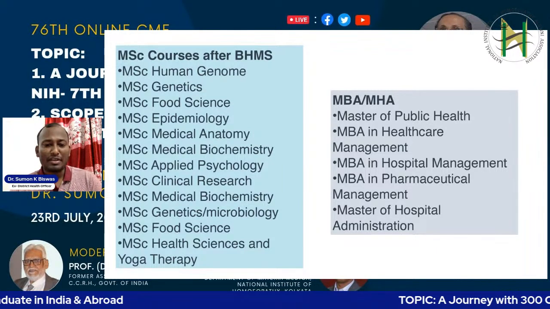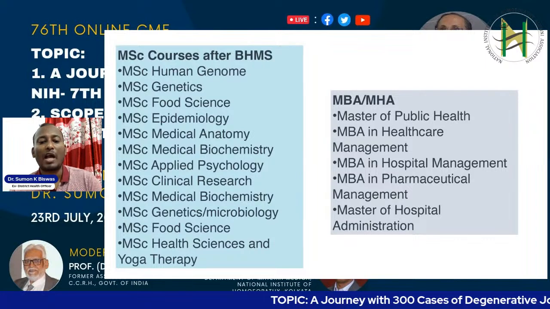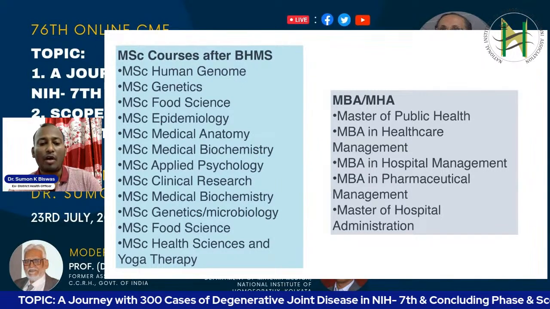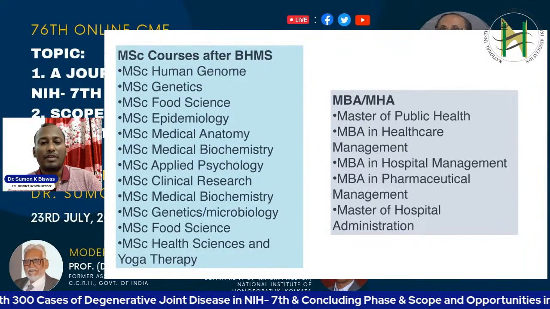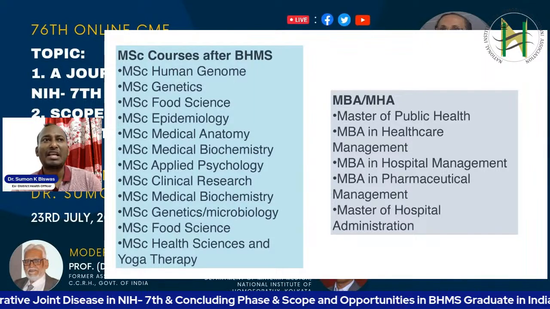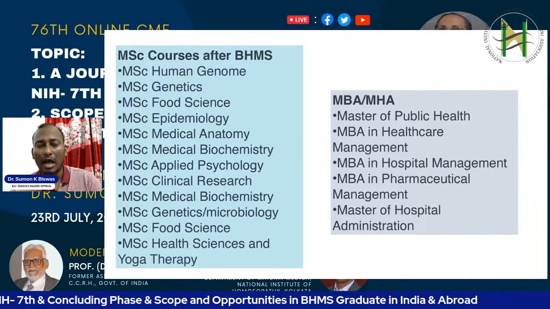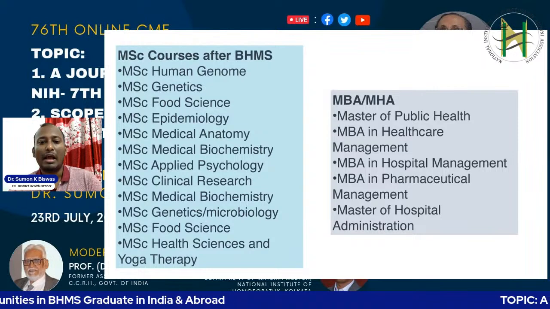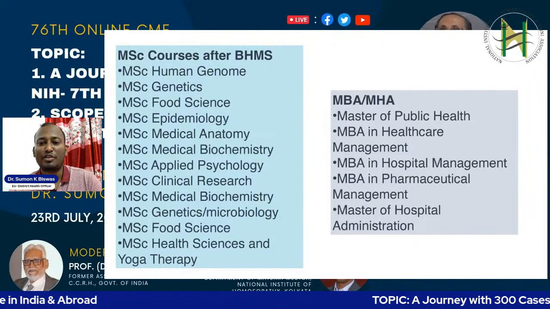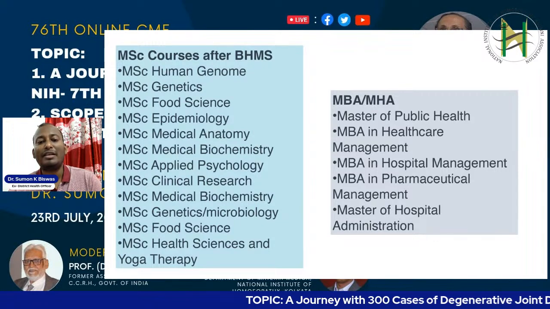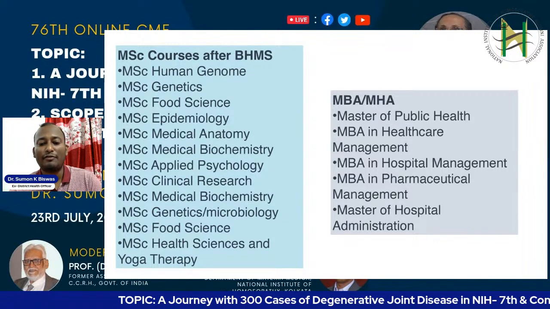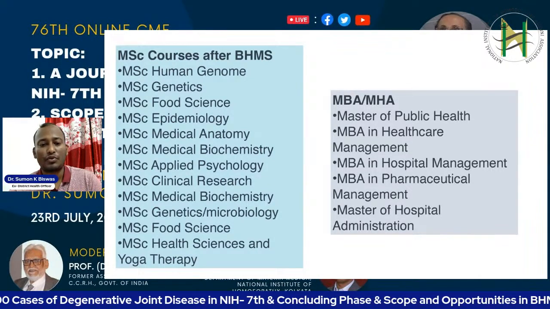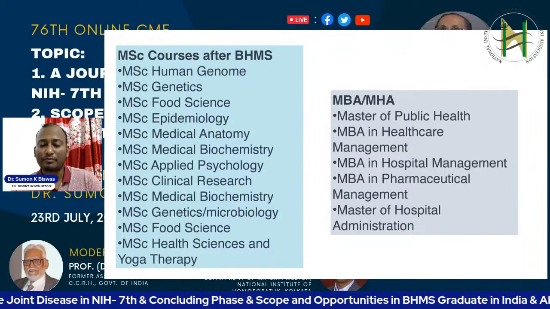So many organizations are providing opportunities to work, even in microbiology and genetics. The field is open for us. Many institutions in India provide degrees in food sciences and nutrition. I have seen someone at Apollo Hospital in Hyderabad who completed her BHMS degree, then pursued an MSc in nutrition, and she's working as a nutritionist at Apollo Hyderabad Hospital. She also gets the same kind of patients as other departments. So it's a good opportunity if we want to go for a different field as well.